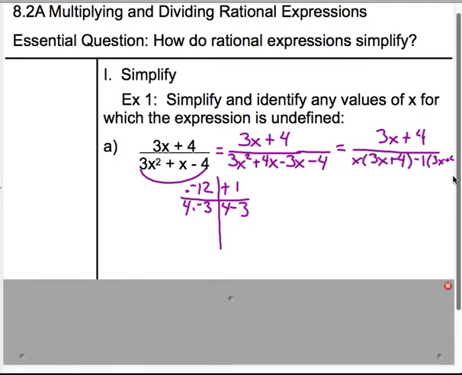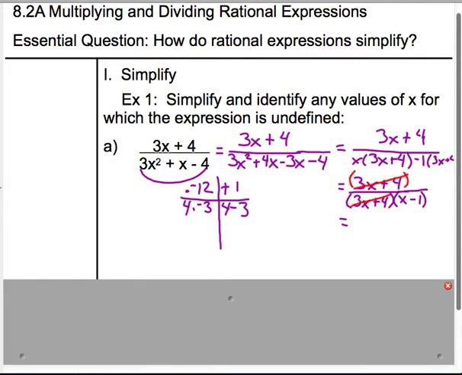Sorry, I ran out of room on that one. So then the 3x plus 4, remember, is my like term, or my greatest common factor. So I'm going to factor out the 3x plus 4, leaving me with an x minus 1. So if you notice, I have a 3x plus 4 in my numerator and a 3x plus 4 in my denominator. So I'm going to cancel those terms.